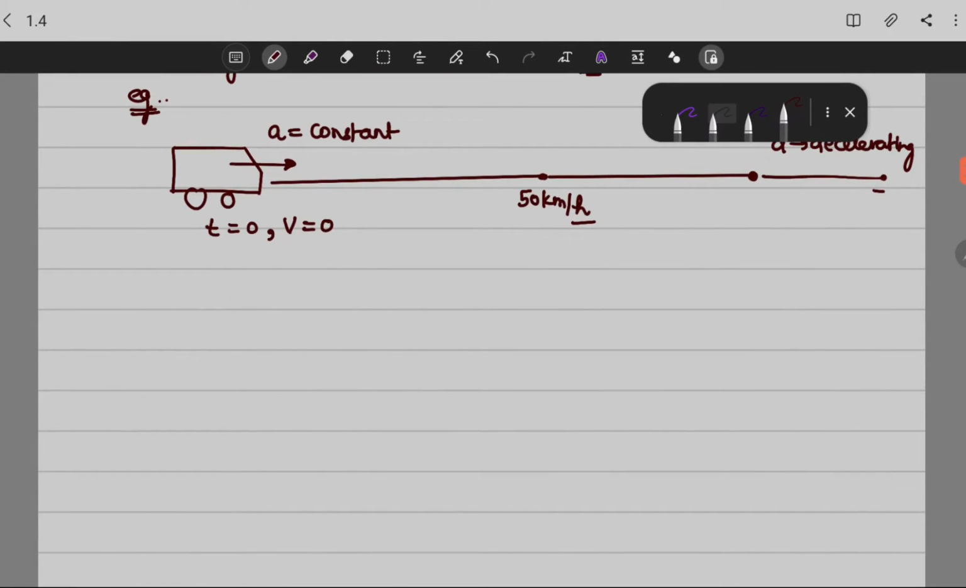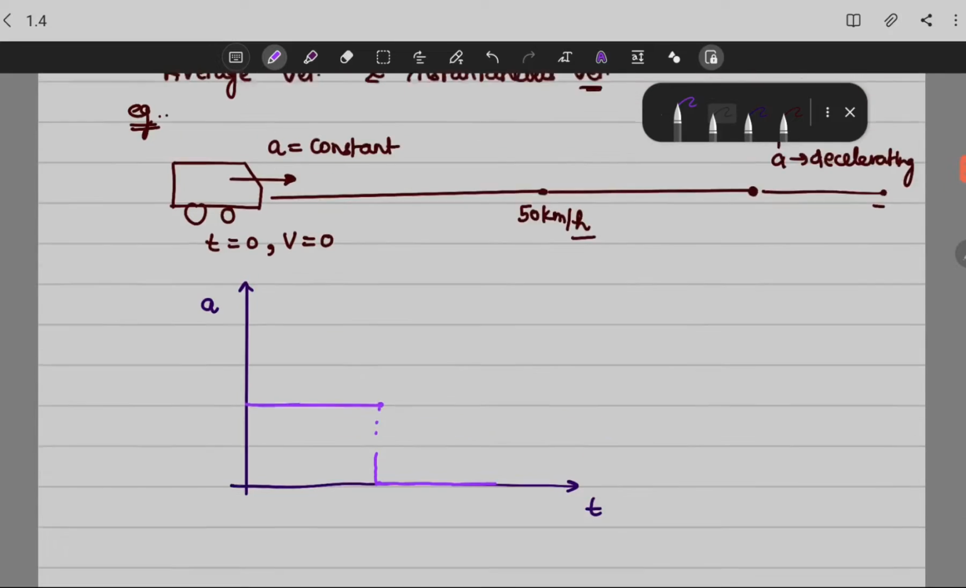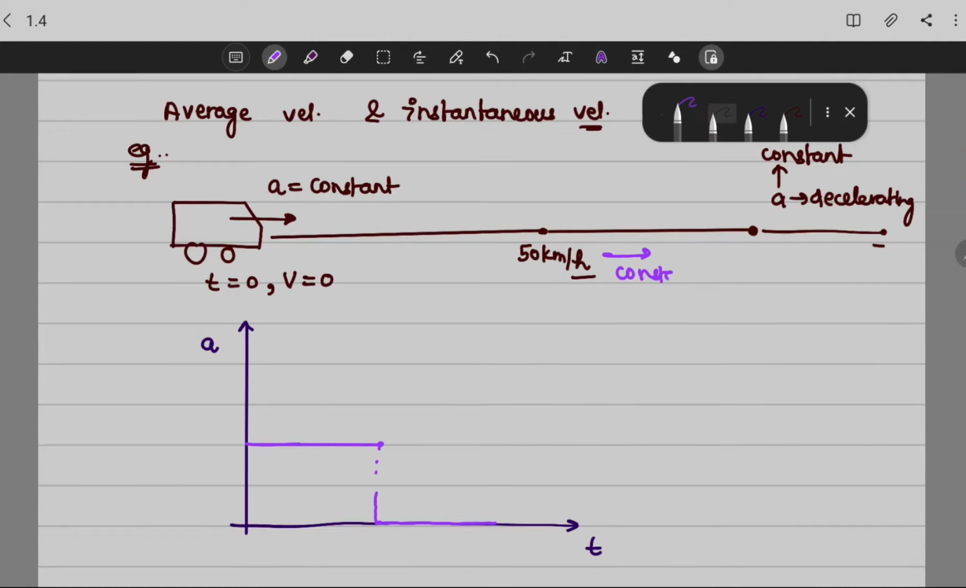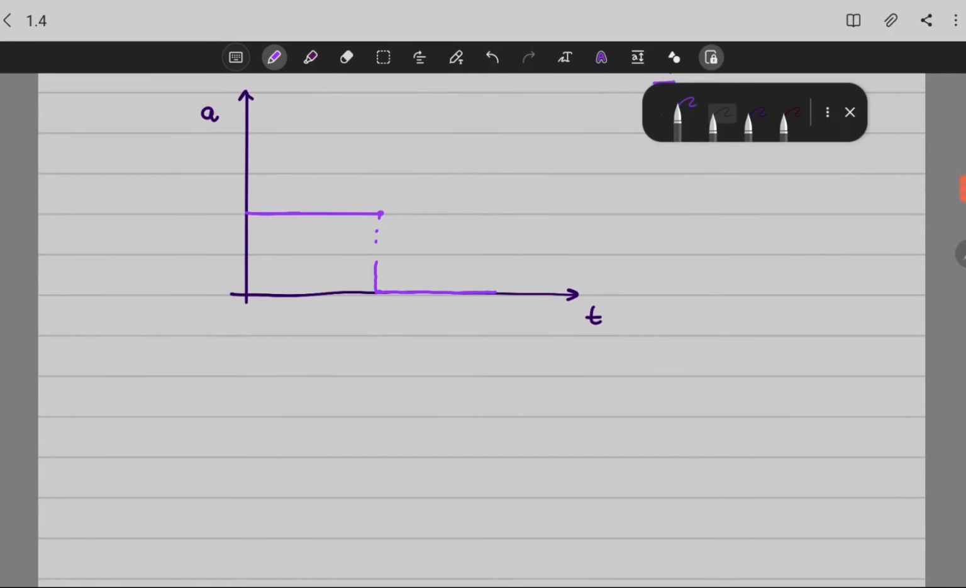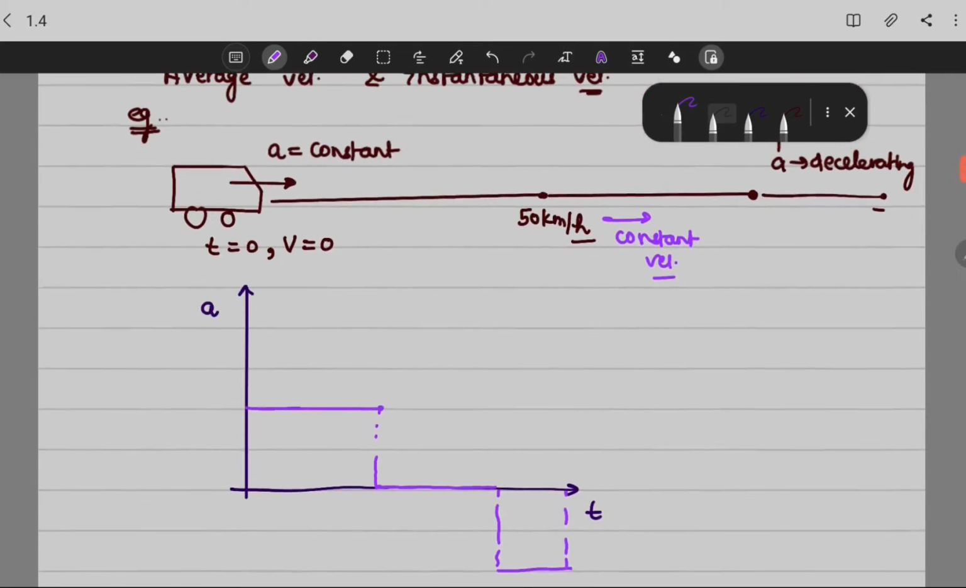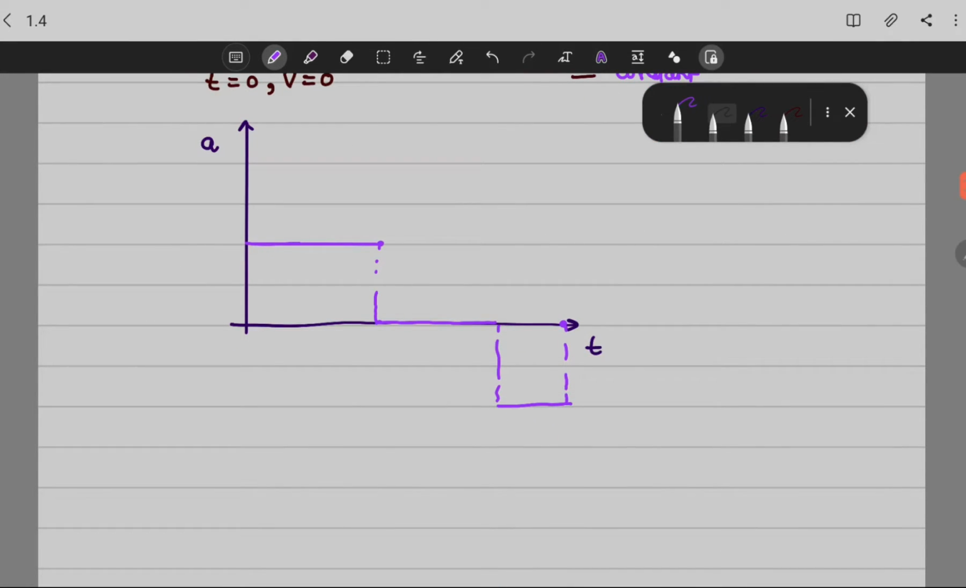So we have seen the acceleration versus time graph in the previous example. If we draw the acceleration versus time graph, initially the acceleration is positive and constant, and then acceleration is equal to 0 because it is moving with a constant velocity, and then it will move with the negative acceleration, and then finally it will come to rest. So this is some acceleration minus a, this is plus a, and here the acceleration is 0.